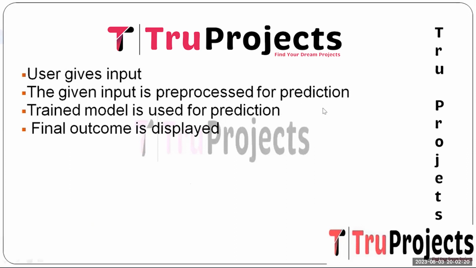The user input data is pre-processed to ensure compatibility with the trained model, including data normalization and encoding. And the next step is the trained model is used for the prediction. The pre-processed user data is fed into the trained machine learning model to predict whether it represents ransomware activity.